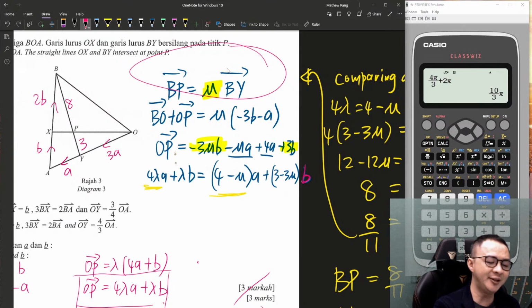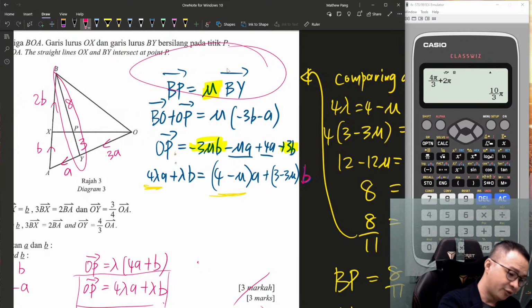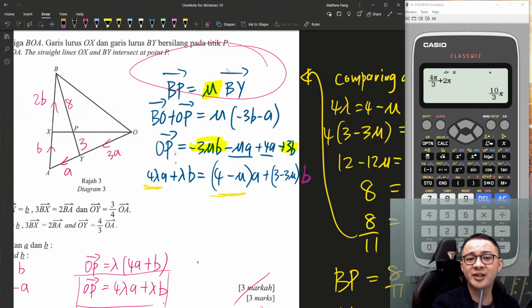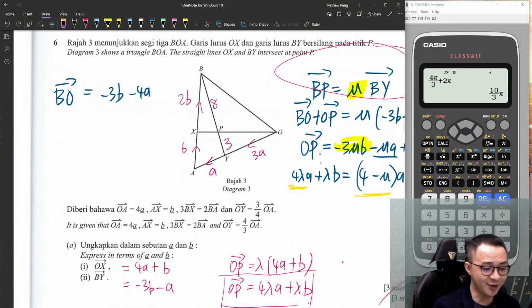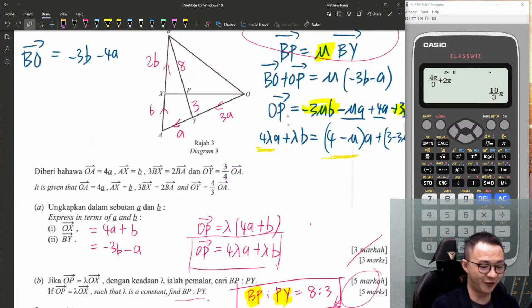Why can I simply form the equation myself? Because these P, B, Y are collinear. Remember, whenever they are collinear or parallel, we can easily form the equation ourselves. Okay, so this is how we get the 8 marks for the vector.